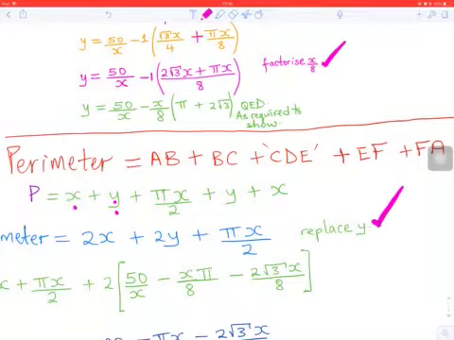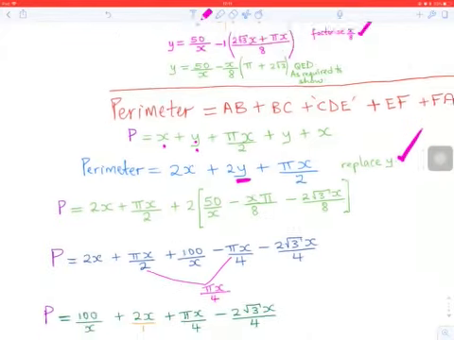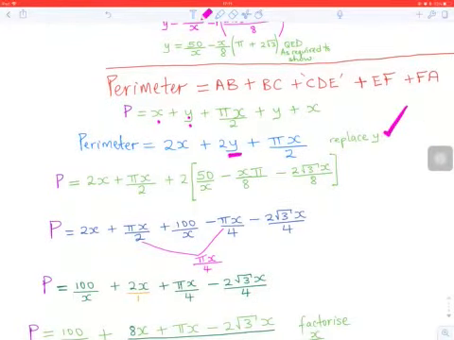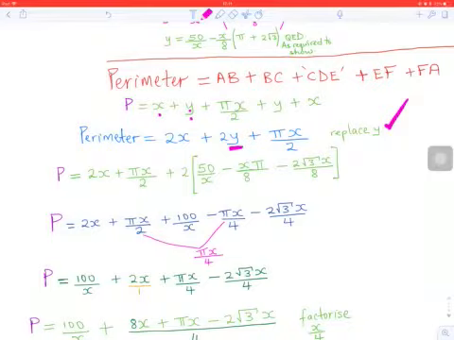Now, this is where we have to replace y, so that the final answer will not have y. And we use the hence. The answer from part A will replace y, and from there on we can arrange it to get the required answer for the perimeter. So replacing y, it is 2 times 50 over x minus x over 8 pi minus 2 root 3 x over 8. And we can multiply out, remove the square bracket.